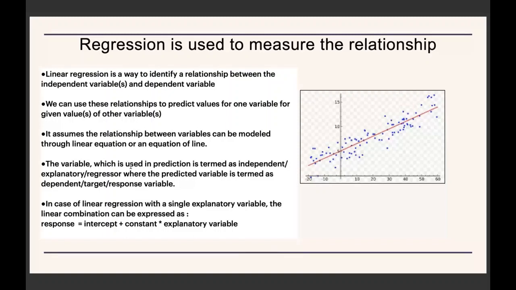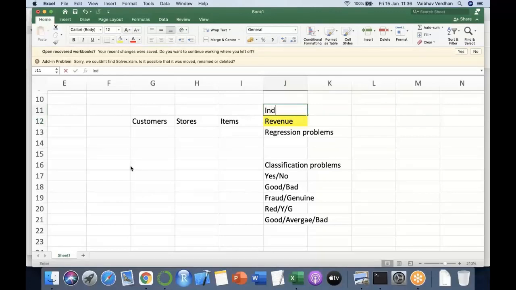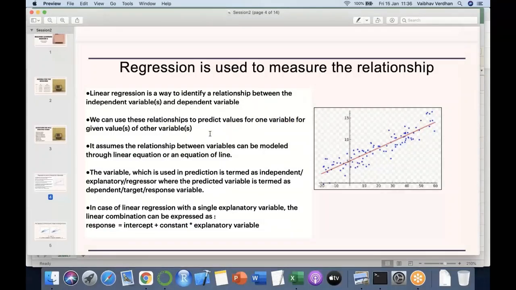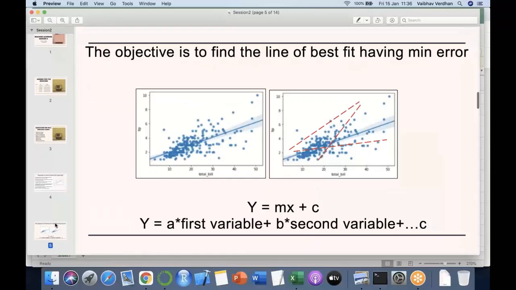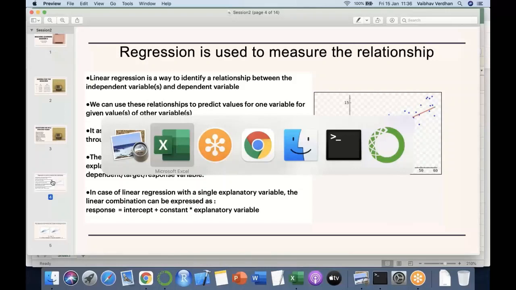Linear regression means that you want to identify the relationship between dependent and independent variables. The dependent variable is the target variable, revenue, and all the others are independent variables. So it wants to understand the relationship between them. What do I mean by studying the relationship?